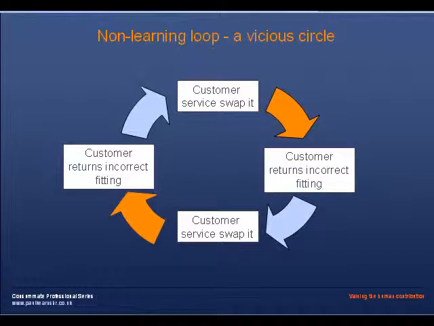A double loop approach to this problem would say right from the outset, oh, I wonder what is causing this fitting to be wrong, and I wonder what it means for the organisation as a whole. A learning system in place would mean that everybody involved in the process of specifying, purchasing, putting on the shelves this particular fitting would be involved in learning how to make sure it doesn't happen again. So organisations that are stuck in non-learning loops are eventually going to go out of business.